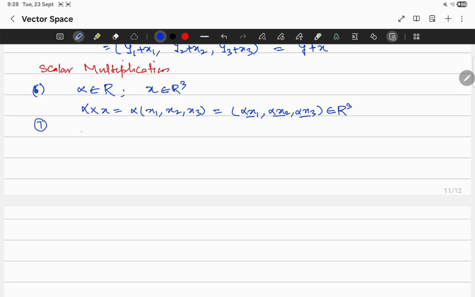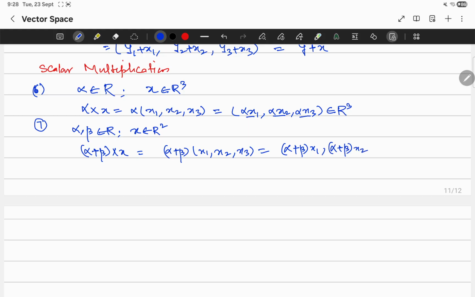Okay, the seventh property is that take two elements alpha and beta from the R and one element x from the R3, then (alpha plus beta) times x. Okay, so that is (alpha plus beta) times (x1, x2, x3). That is (alpha plus beta) x1, (alpha plus beta) x2, (alpha plus beta) x3. It is equal to alpha x1 plus beta x1, alpha x2 plus beta x2, alpha x3 plus beta x3.